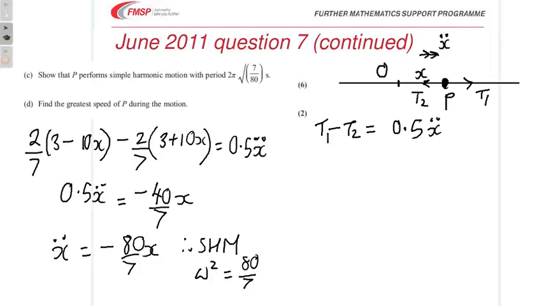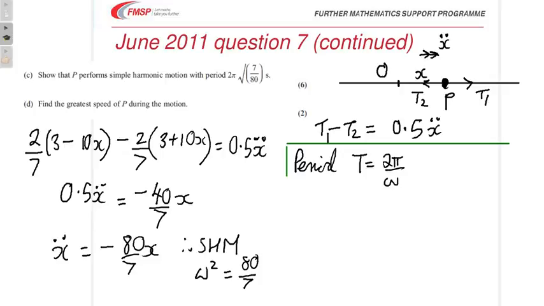So, to use up some room up here, let me just draw a bit of a line across there, and down, and carry on here then. Period for the SHM, T equals 2 pi over omega, and that gives us 2 pi root 7 over 80. That's what it'll be: 2 pi square root of 7 over 80. That's the time period. Vmax, the greatest speed.